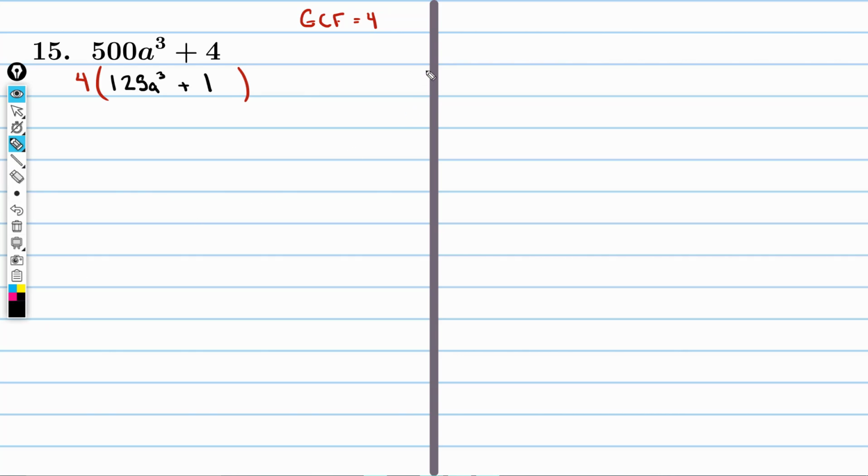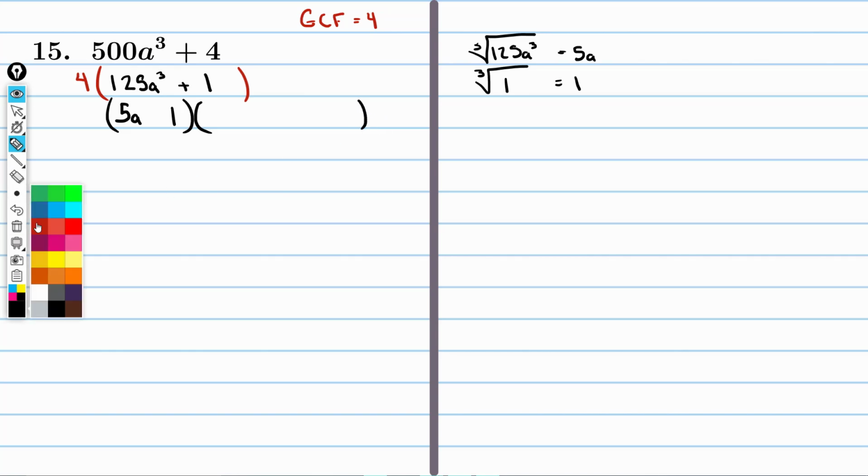So now I'm going to try to take the cube root of 125a cubed. Now I'm going to try to take the cube root of 1. So that would be 5a and 1. So my first parenthesis is 5a and a 1. Create my second parenthesis, and then put my GCF out in the front.